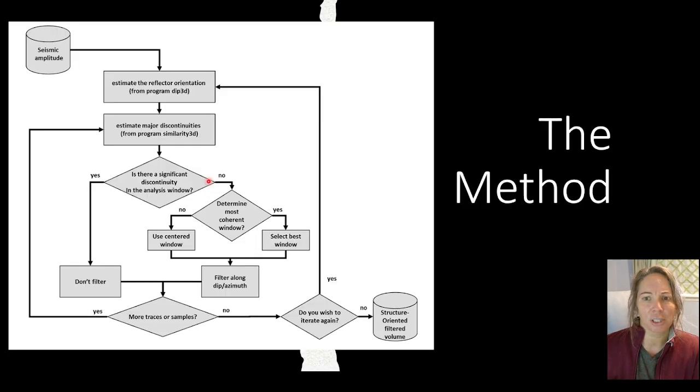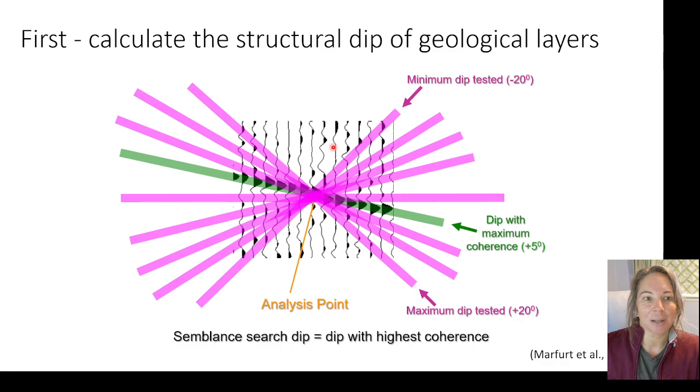So structure-oriented filtering, at least in the ASPE software, the software that my research group uses, has a simplified 3-step process. The first step is to calculate the dip of the geologic layers. There are a lot of ways to calculate dip, and I talked about this in the geometric attribute lecture. The reason you want to calculate dip is that when you compare the waveforms next to each other, you want to make sure that you're doing it along dip.